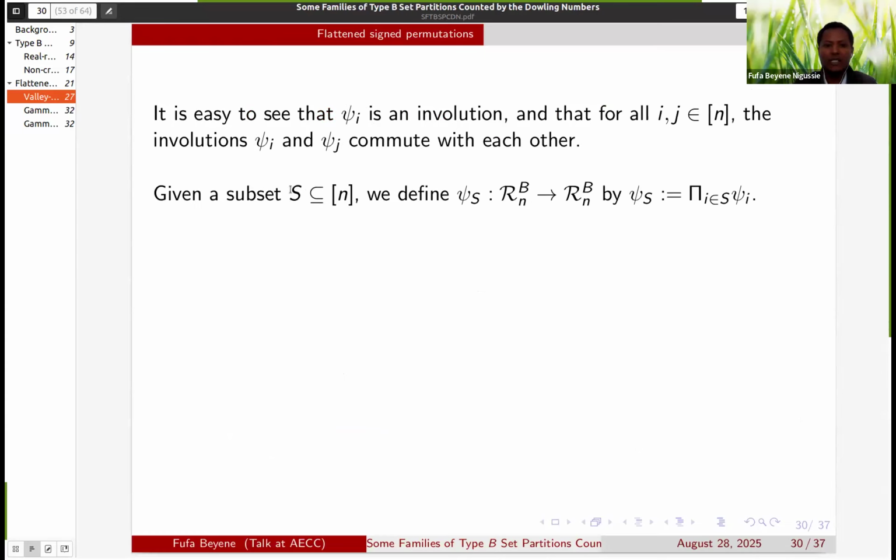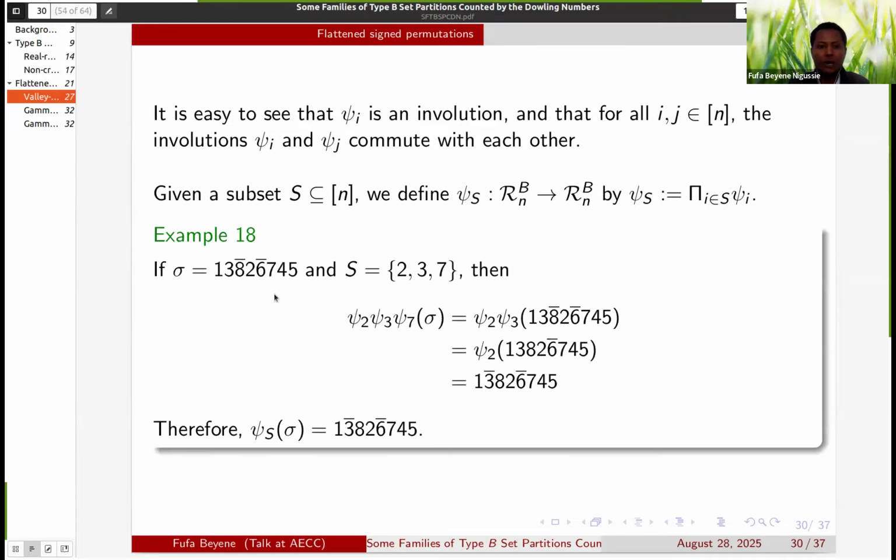Also, we can define for any subset S the involution psi S, given by the product of psi I for I in S. For example, if you have this sigma and S consisting of 2, 3, 7, then psi S, or psi 2 psi 3 times psi 7 of sigma, is given as follows. First, we apply psi 7.